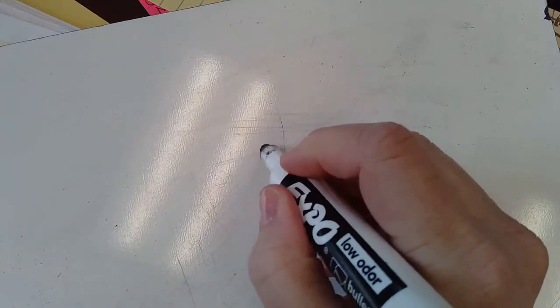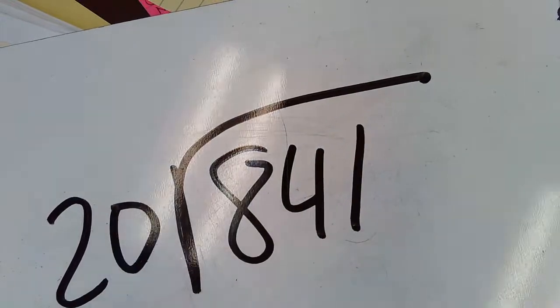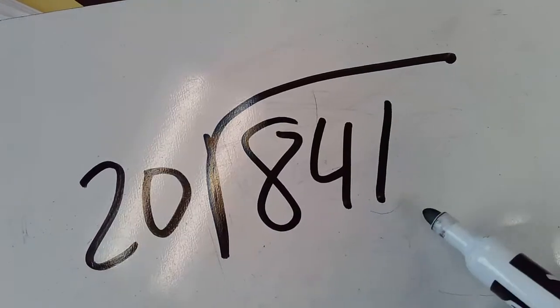Okay, now we'll try another kind of problem. Okay, you could also have this kind of problem. You can have 841 divided by 20. In other words, how many groups of 20 are in 841?